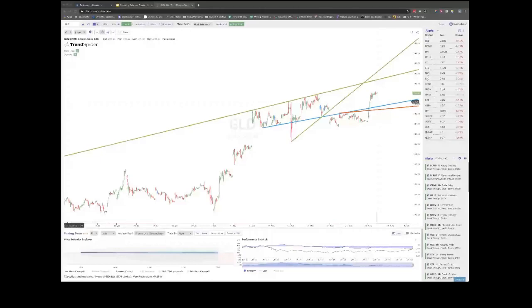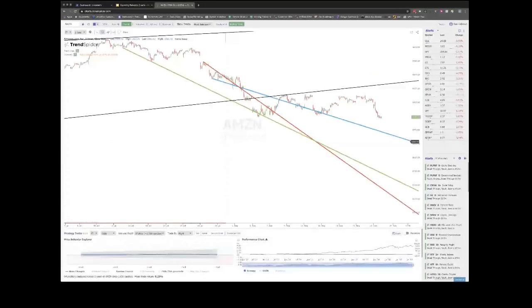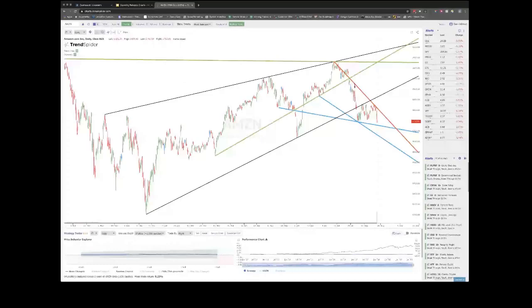Okay, Amazon. All right, keep on coming. Amazon is a fantastic one. Absolutely, I'll turn on MTFA. So let's look at Amazon on the daily chart here. All right. Get rid of some of these extra lines that I have up here.